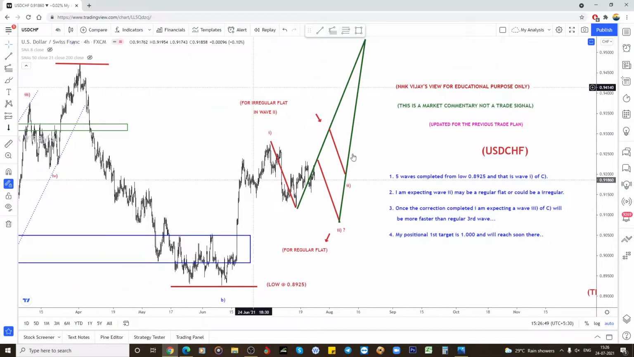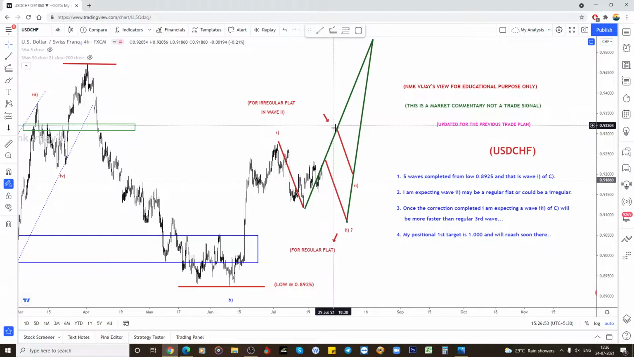See, and I have explained that here. If it did A, so this is the B, and C means I have written here 1, 2. So if it didn't break this high, that is a regular flat formation. Then at that time we have to enter. So like that, you need to wait for this to break. Otherwise, if it goes like this also, again there will be one more way to the downside, and then you can enter here, making this as a stop loss.